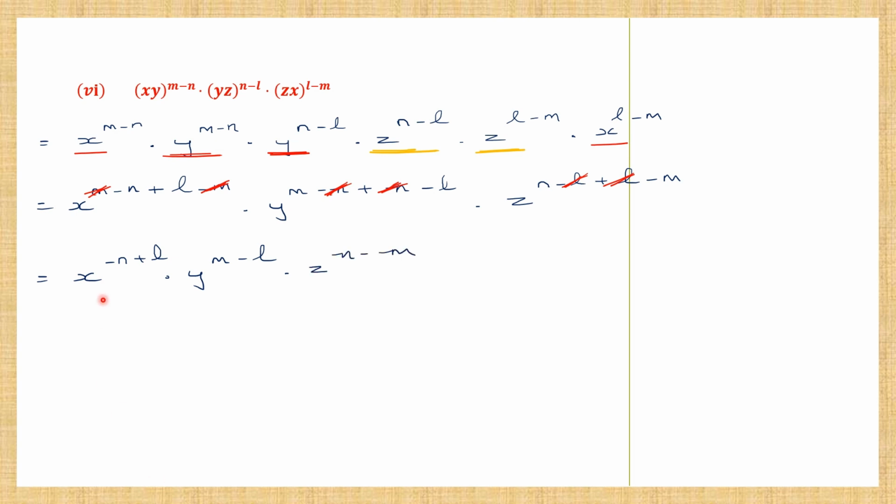Now look at the first one. We have to make it positive, isn't it? So we're going to write l first. So this will be x to the power of l minus n into y to the power of m minus l and into z to the power of n minus m. So this is our final answer.